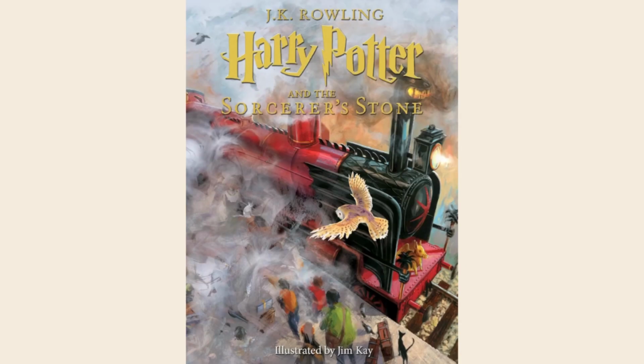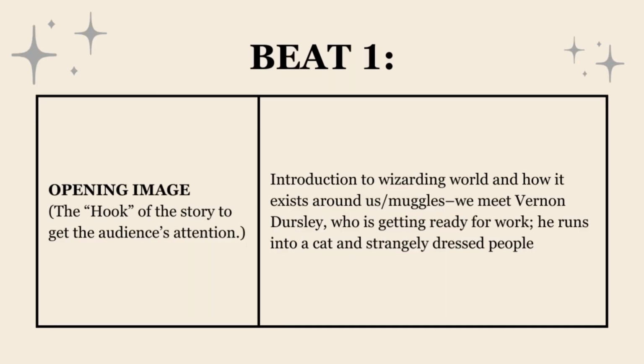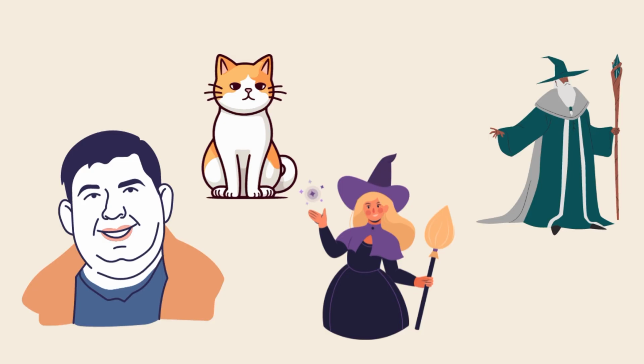This example is Harry Potter and the Sorcerer's Stone by J.K. Rowling. Our first beat is the opening image. This is the hook of the story to get the audience's attention. Using the example of our book, we are introduced to the wizarding world and how it exists around us, muggles. We meet Vernon Dursley, who is getting ready for work, and he runs into a cat and strangely dressed people.